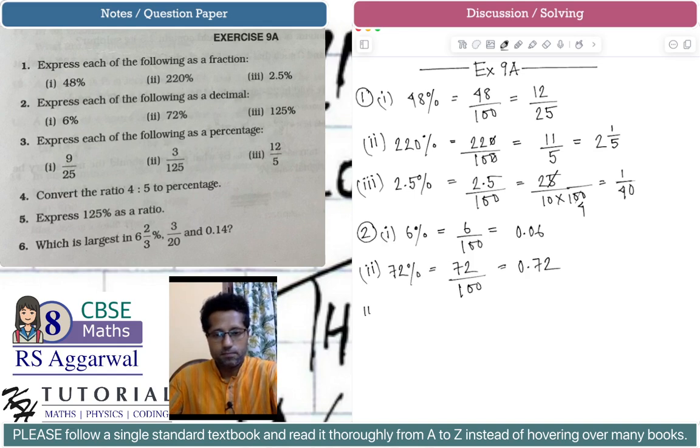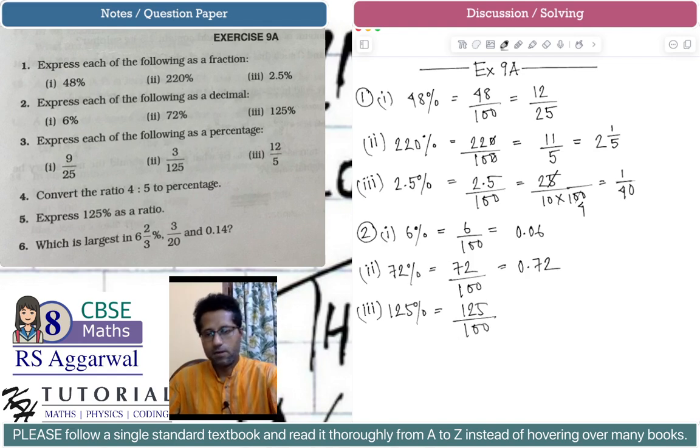Part 3, 125 percentage. 125 percentage as a fraction is 125 by 100. Now 125 by 100 is a fraction with the denominator as a power of 10, that is 100, and we know how to convert a fraction with a denominator as a power of 10 into a decimal. So this will be equal to 1.25.